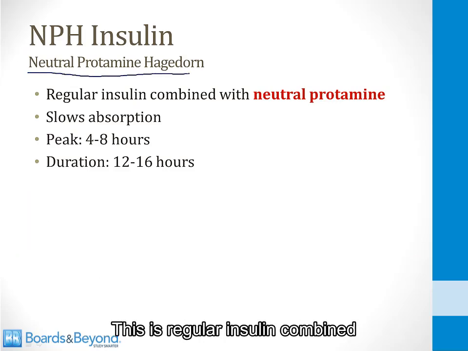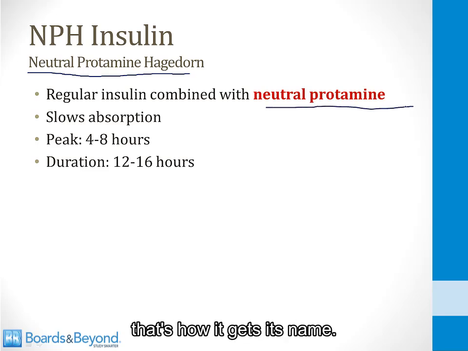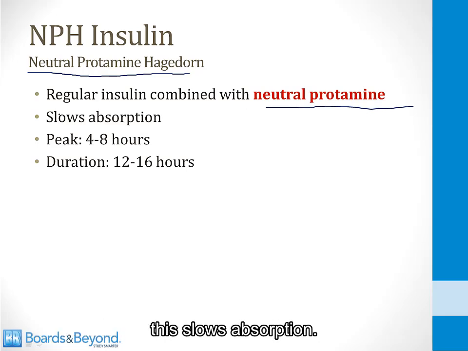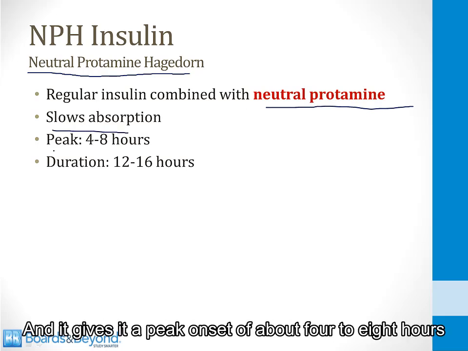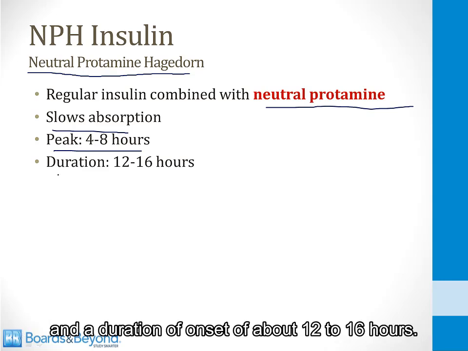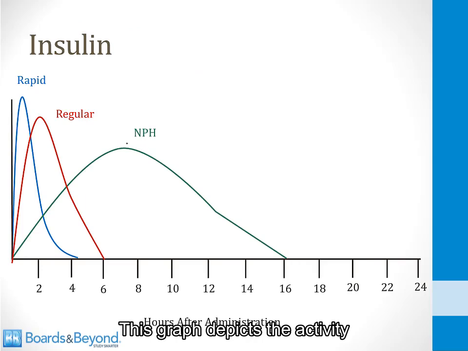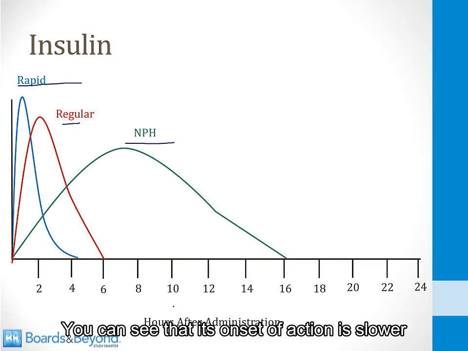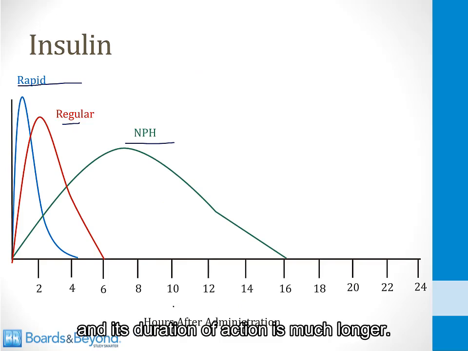This is regular insulin combined with neutral protamine. That's how it gets its name. By combining regular insulin with neutral protamine, this slows absorption and gives it a peak onset of about 4 to 8 hours and a duration of about 12 to 16 hours. This graph depicts the activity of NPH compared to regular and rapid. You can see that its onset of action is slower and its duration of action is much longer.